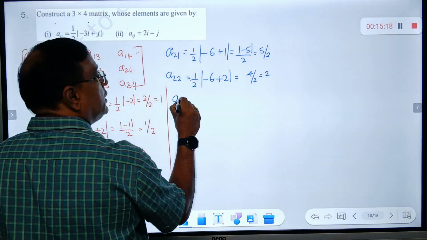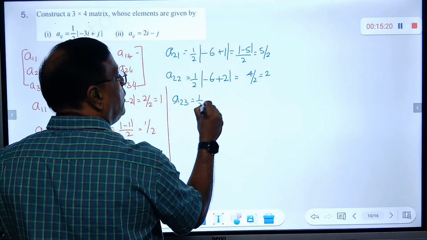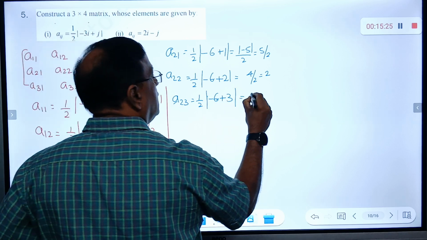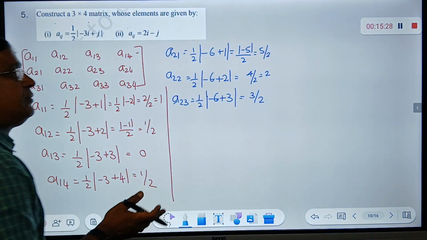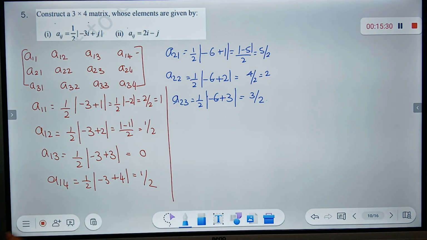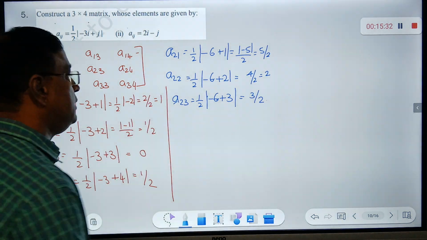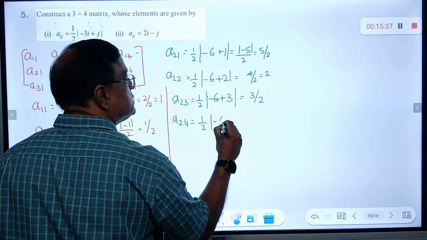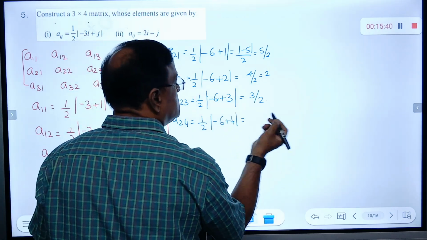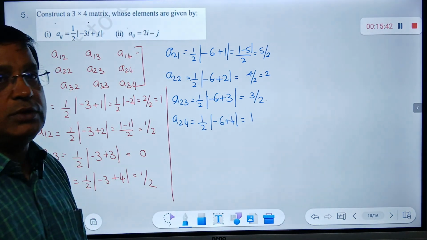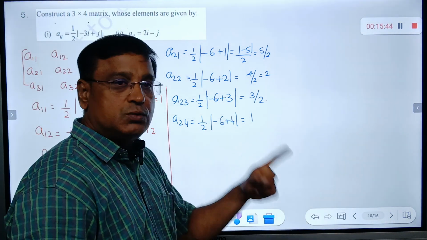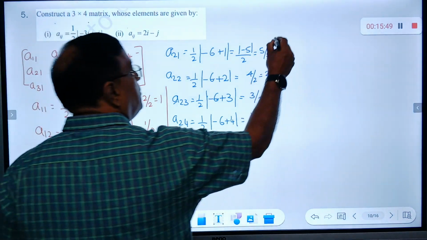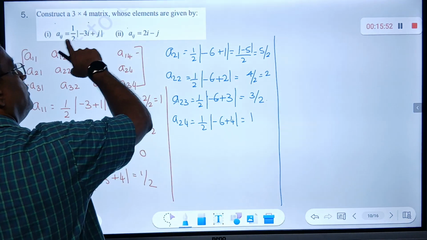Now what is A23? Half of minus 6 plus 3. What is minus 6 plus 3? 3 by 2. Because minus 6 plus 3 is minus 3. Modulus of minus 3 is nothing but 3. Now what is A24? Half of minus 6 plus 4, which is 1. Because minus 6 plus 4 is minus 2. Modulus of minus 2 is 2. 2 by 2 is 1. So that completes the second row.